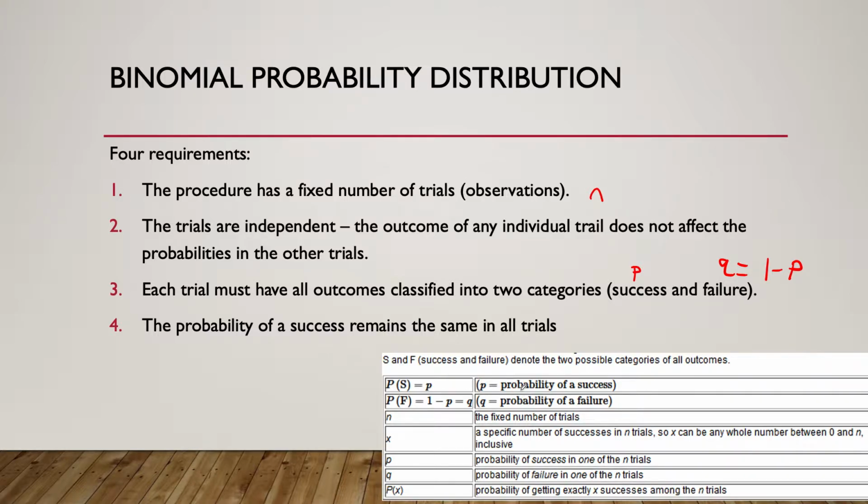P is the probability of success in one of the N trials. Q is the probability of failure in one of the N trials. And P of X is the probability of getting exactly X successes among the N trials. So, the number of successes then is our X, in this case, for the binomial probability distribution, once we have these 4 requirements, of course.